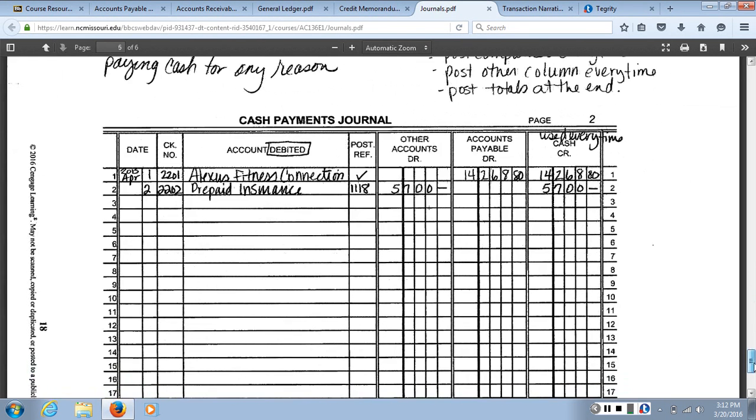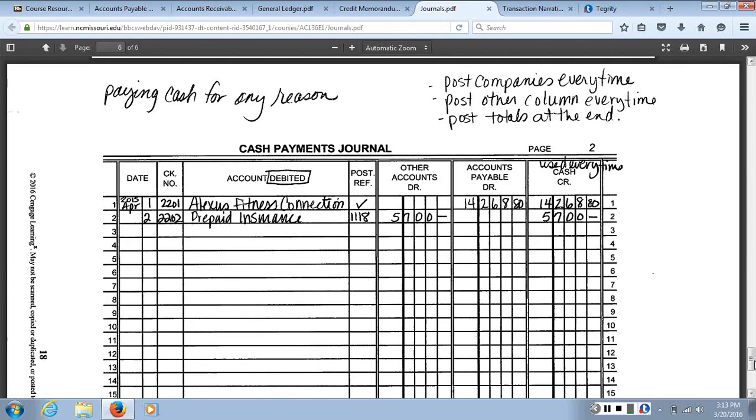The last one is your cash payments journal. You will use this to pay cash for any reason, so your cash credit column will be used every time because you're paying cash. Sometimes you will have a company name, as you can see. Sometimes you'll have like prepaid insurance, advertising expense, utilities expense. This journal is pretty busy because we pay cash for lots of things.